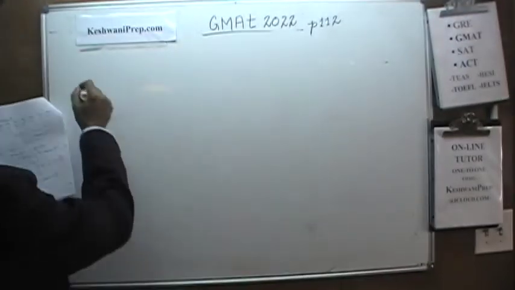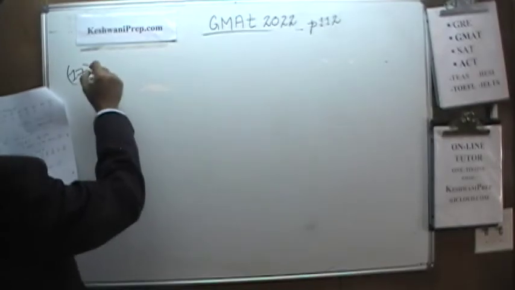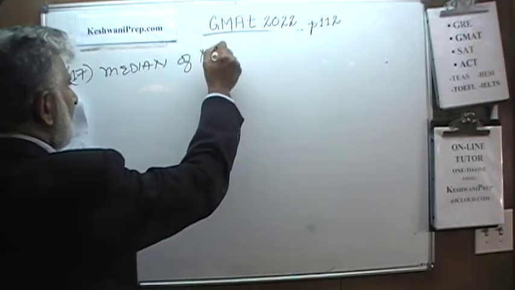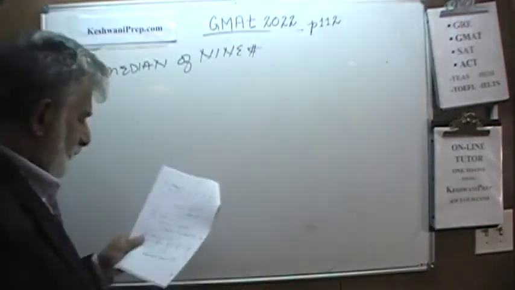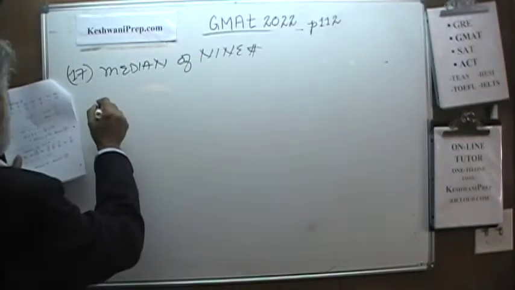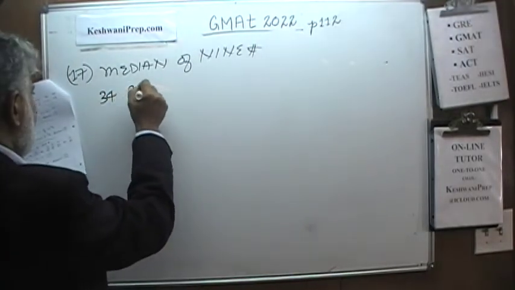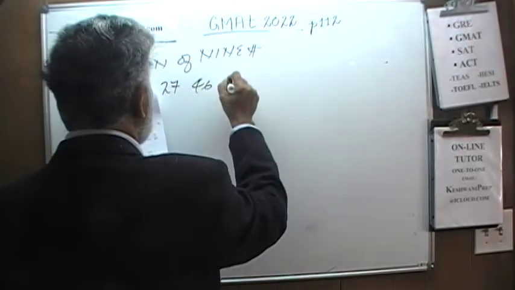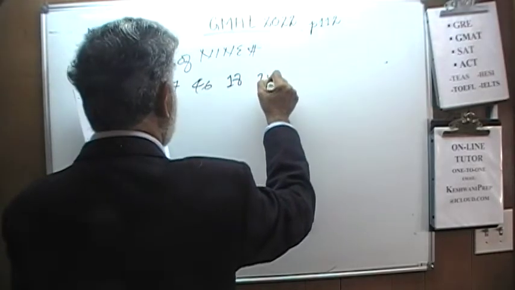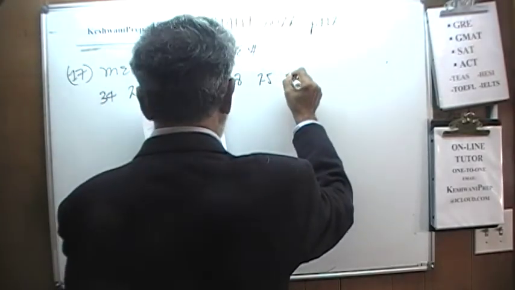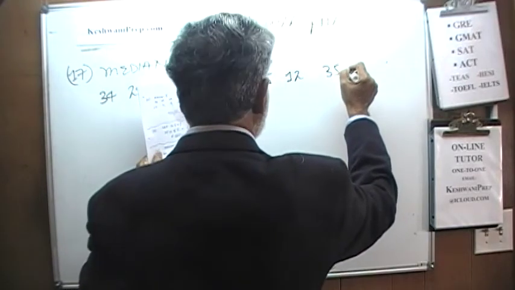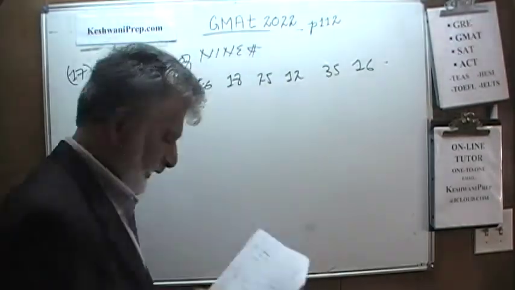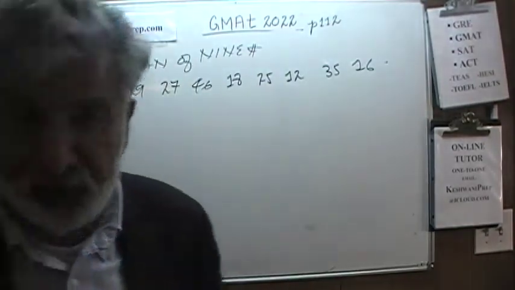In 17, we have to find the median of these 9 numbers. And the numbers are 34, 29, 27, 46, 18, 25, 12, 35, and 16. 1, 2, 3, 4, 5, 6, 7, 8, 9. That's right. That's very good. I just want to make sure that I did not leave anything out.